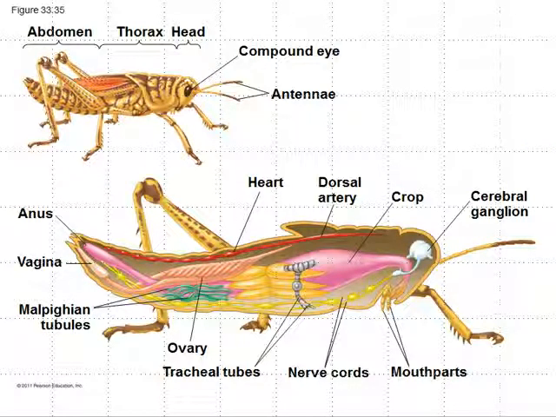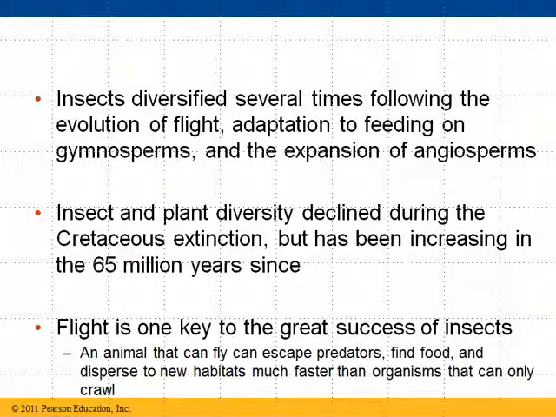Most insects, of course, have the ability to fly, and insects diversified several times following the evolution of flight, adaptation to feeding on gymnosperms, and the expansion of angiosperms. So as other habitats have changed through evolution over time, insects have adapted and diversified into these various habitats. Insect and plant diversity declined during the Cretaceous period, but has been increasing in the 65 million years since.